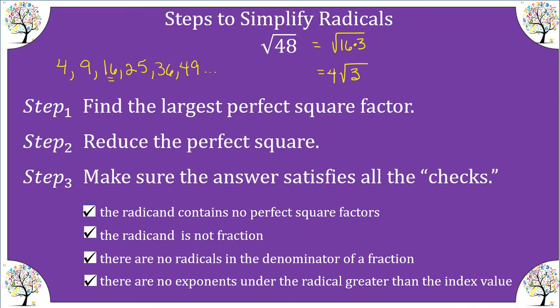So we say 4 times the square root of 3, or 4 root 3. And now this is simplified. So to make sure it satisfies all the checks, 3 has no perfect square factors. It is not a fraction. There are no radicals in my denominator. I haven't got an understood 1. And then here, my exponent on the 3 is 1 and my index is 2. This exponent is not larger than the index, so I'm good to go.